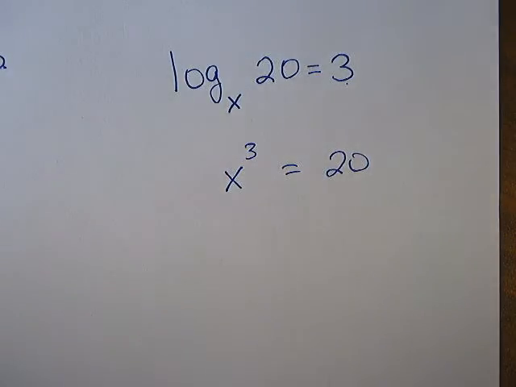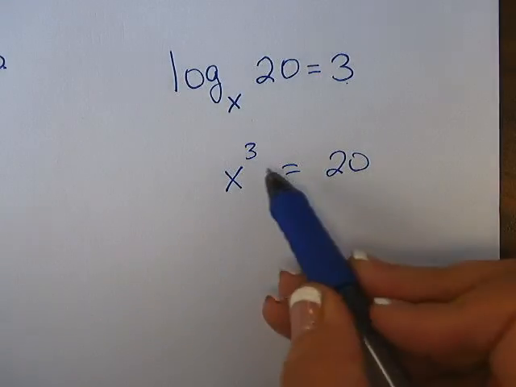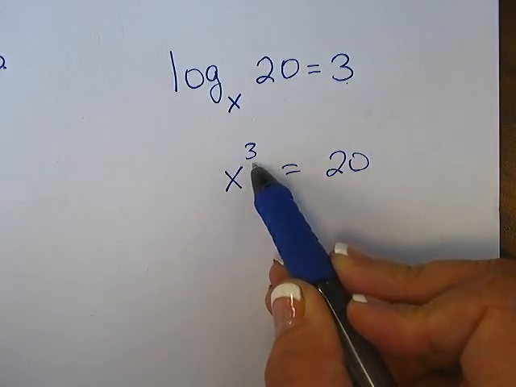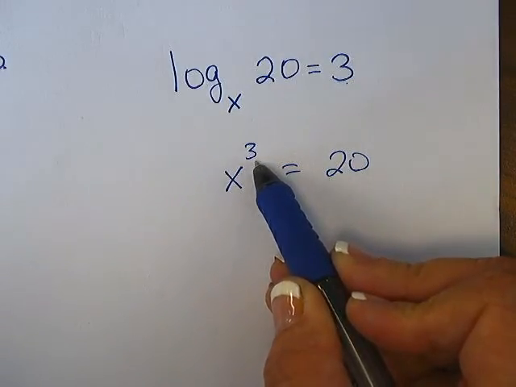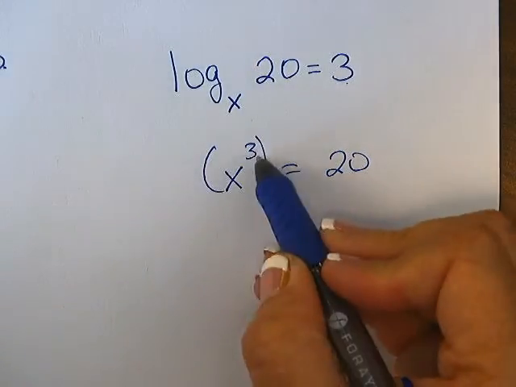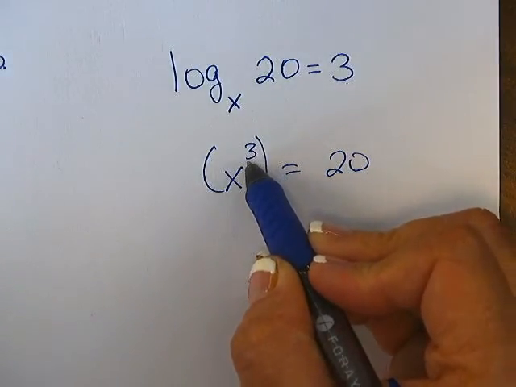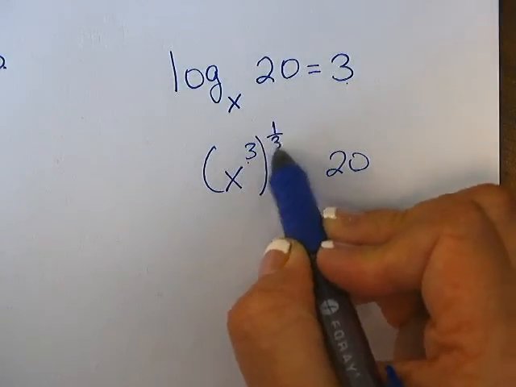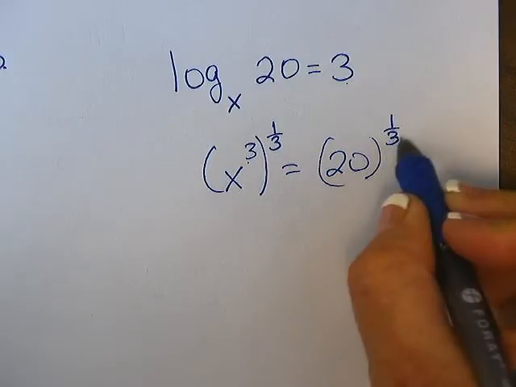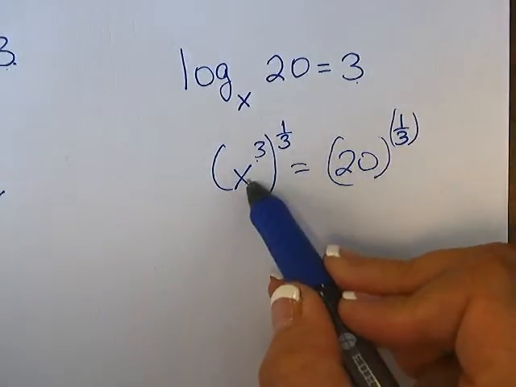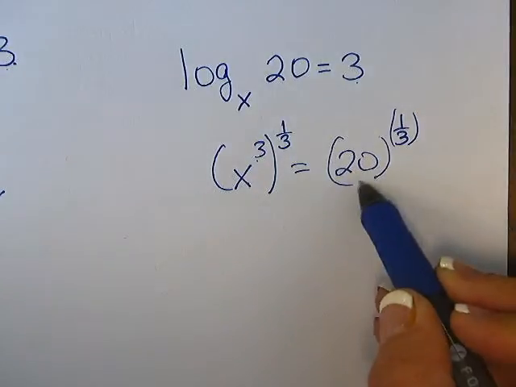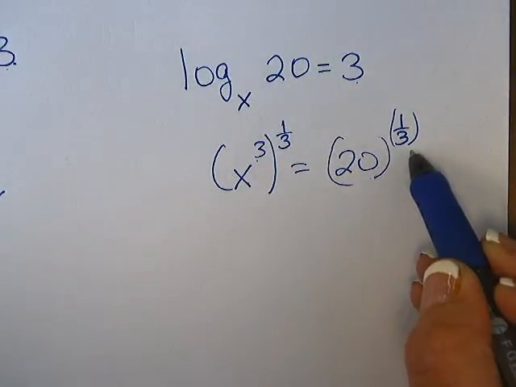This is pulling on something from a few units ago. I'm going to have to get rid of this exponent. The way to get rid of the exponent is to raise it to the reciprocal power. So in this case, the reciprocal of 3 is 1 over 3. And I'm going to do the same thing to the opposite side. So this says x cubed to the cubic root and 20 to the cubic root.